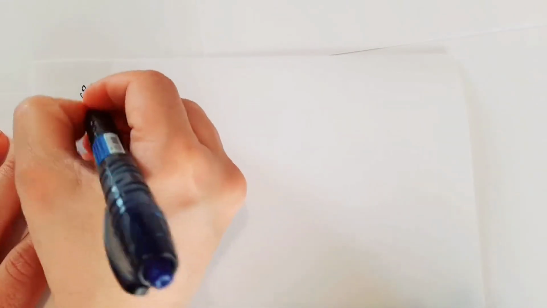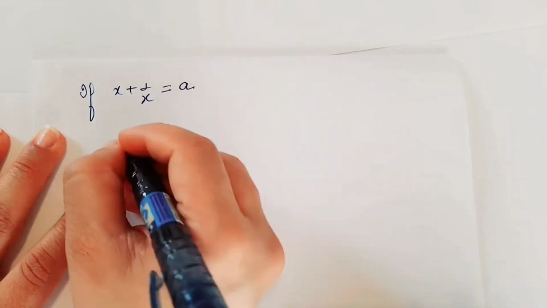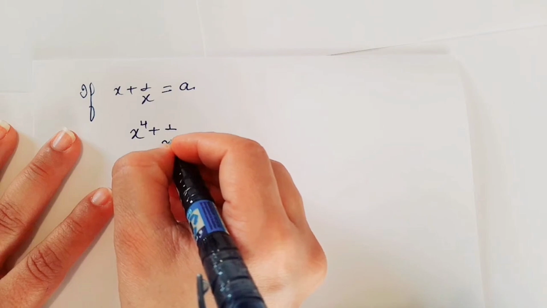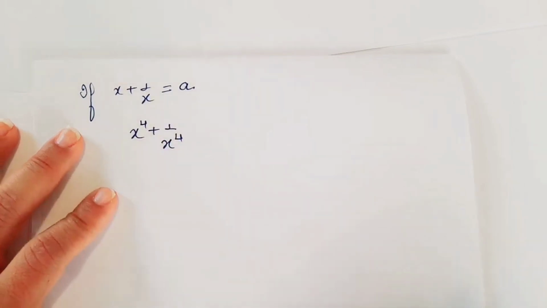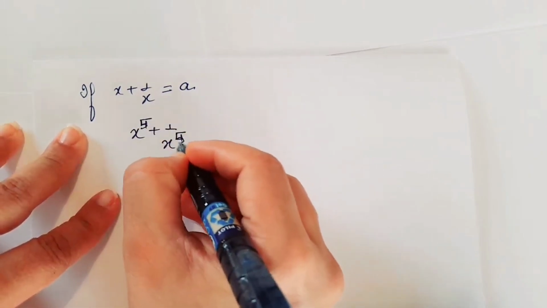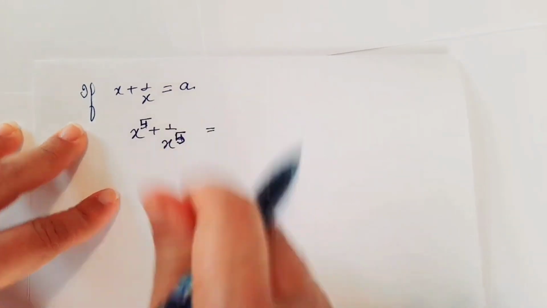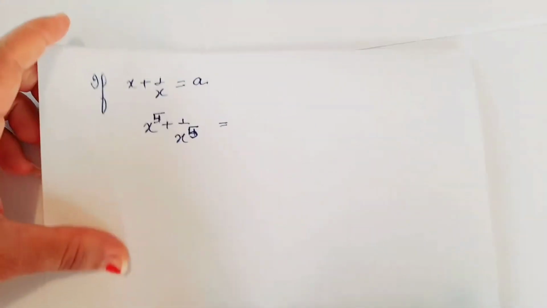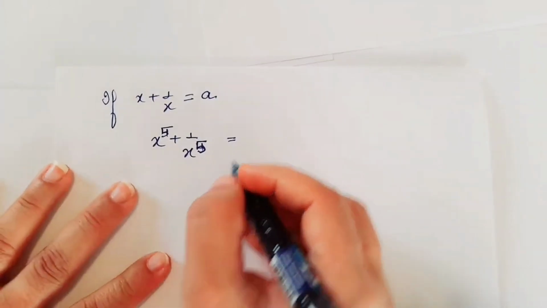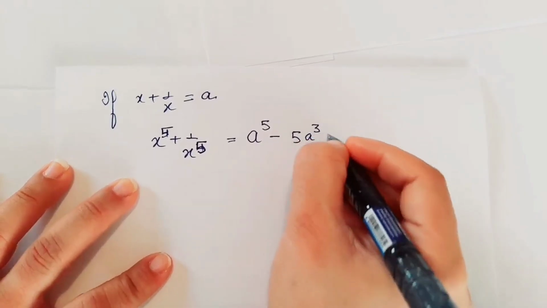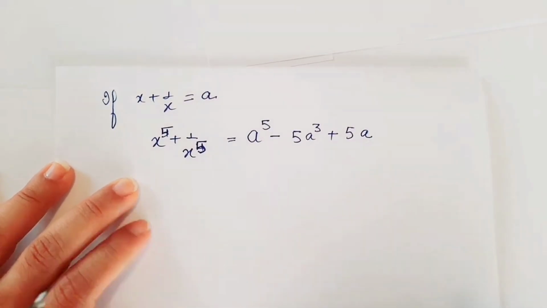If x plus 1 by x is equal to a, then I will start from x raised to power 5 plus 1 upon x raised to power 5, because up to 4 you can calculate like this, and it is very easy for you. So from 5, the formula is a raised to power 5 minus 5a cube plus 5a.